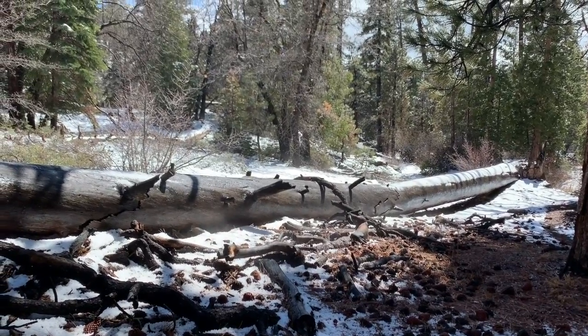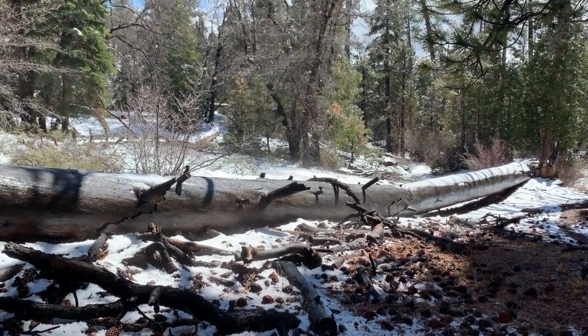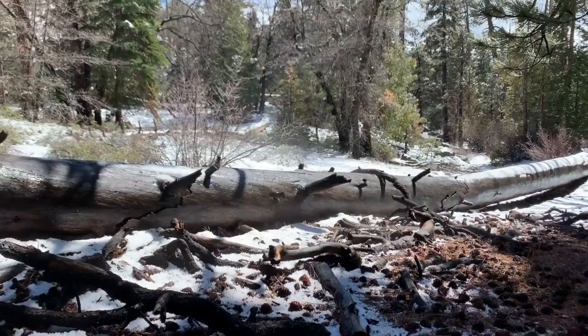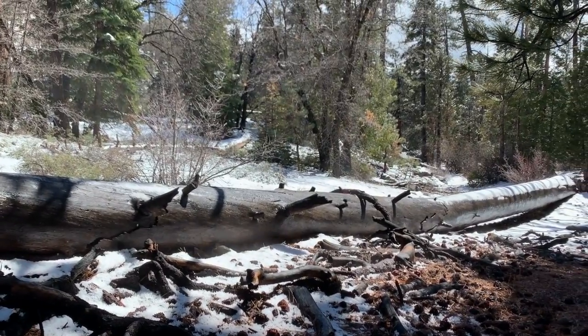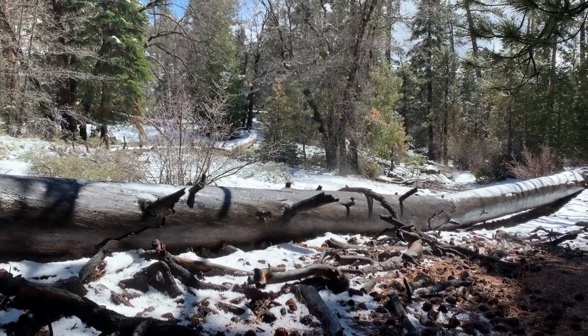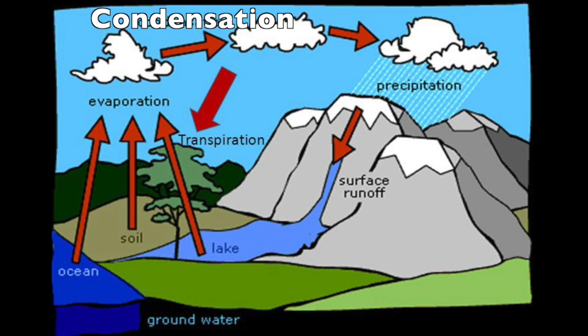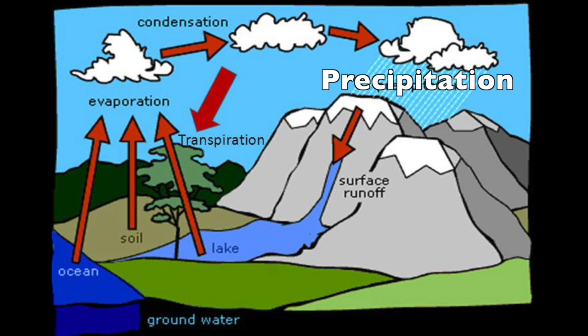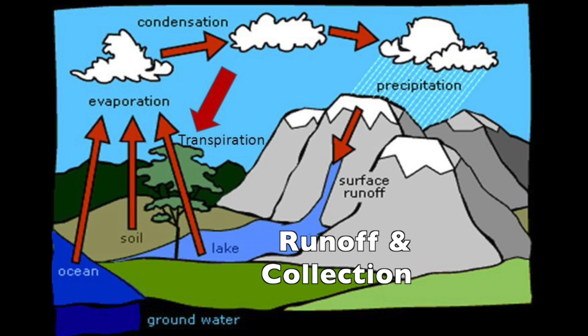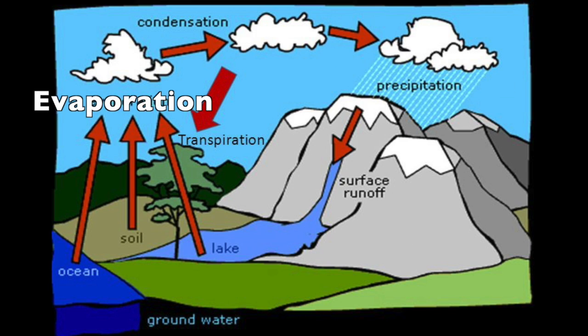Finally, water, when it's in its gas form, we call water vapor. And in nature, it's caused by water absorbing the heat from the sun. The simple parts of the water cycle are evaporation, condensation, precipitation, runoff, and collection, and then the whole thing repeats.